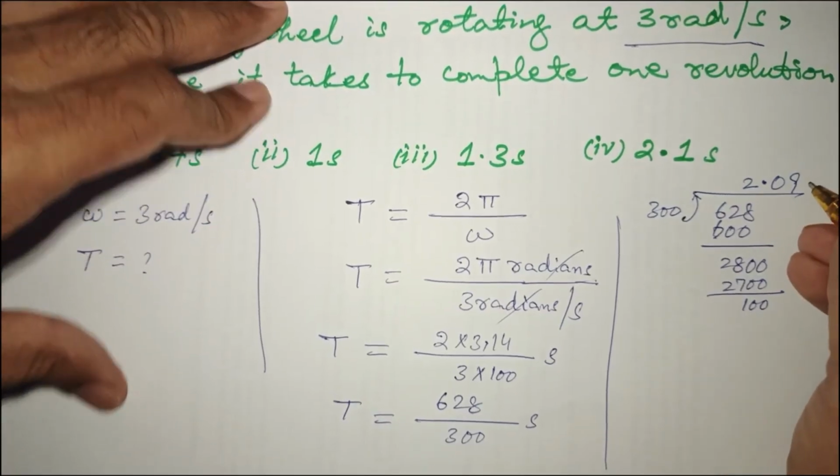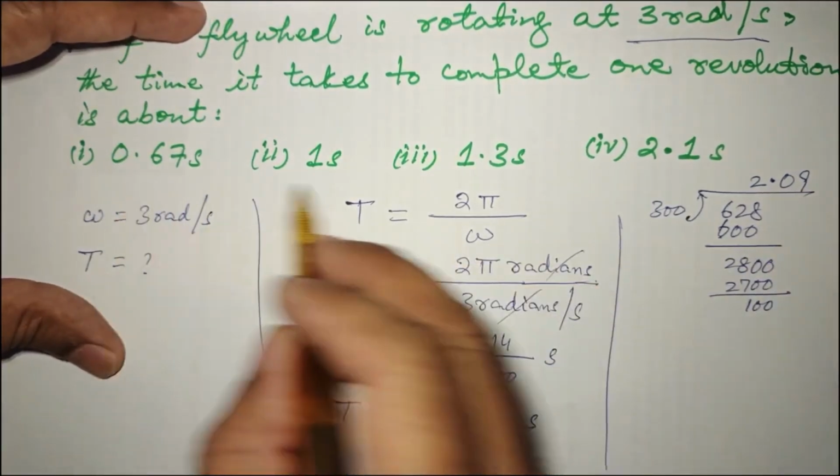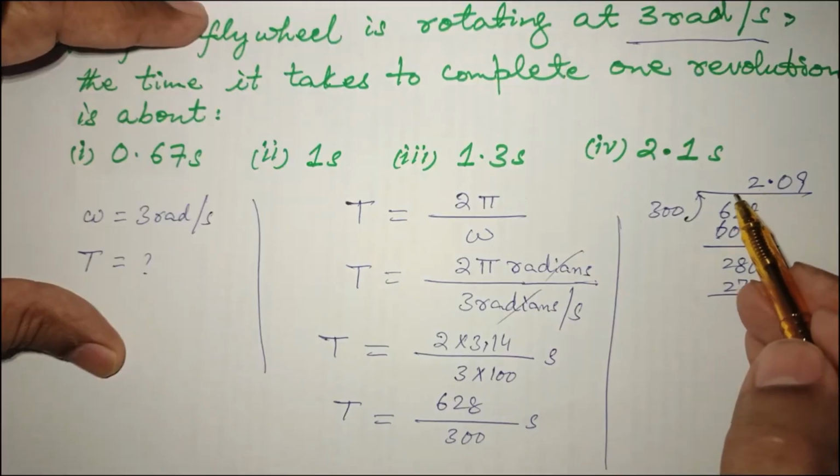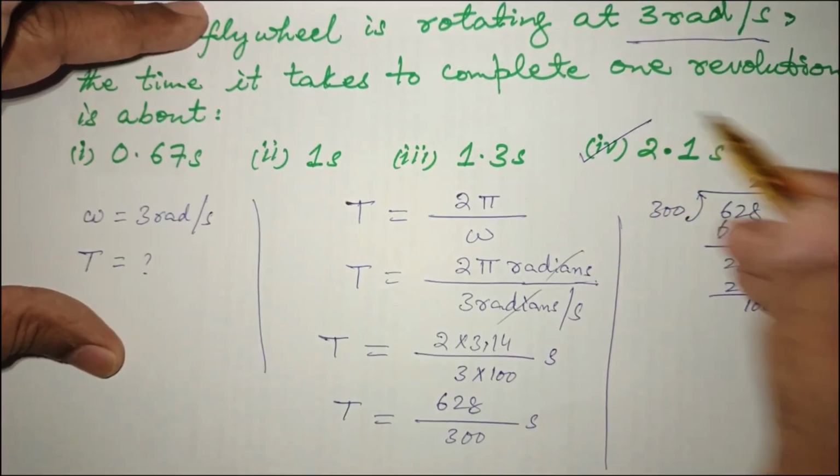So 2.0109 is not given over here. When we round it off, it will become 2.1 seconds. So this is the result.